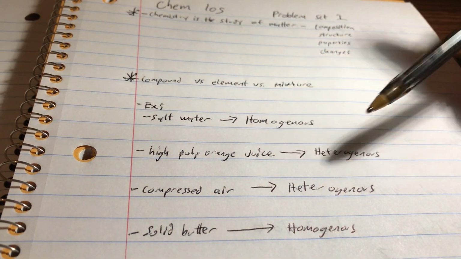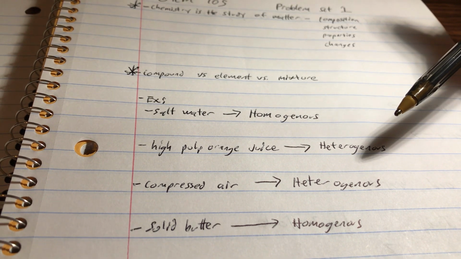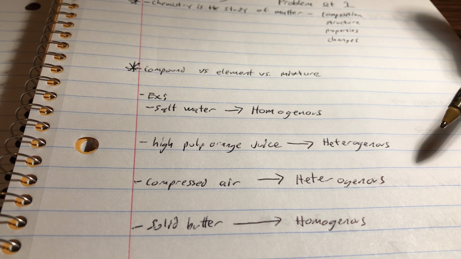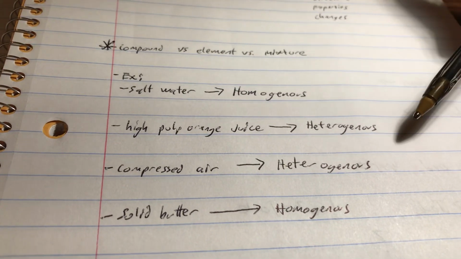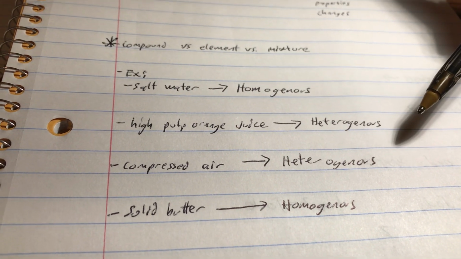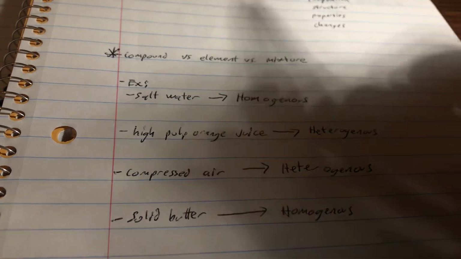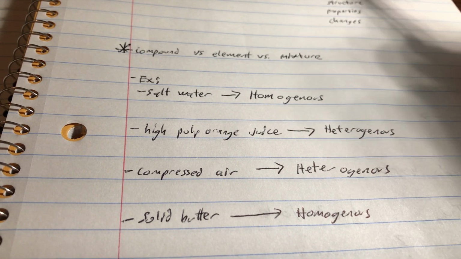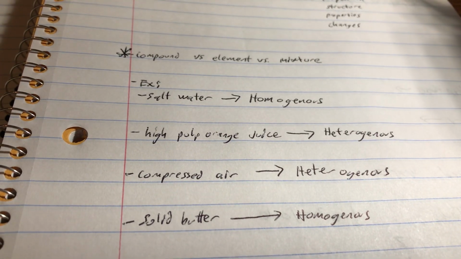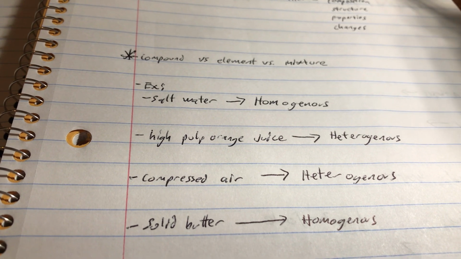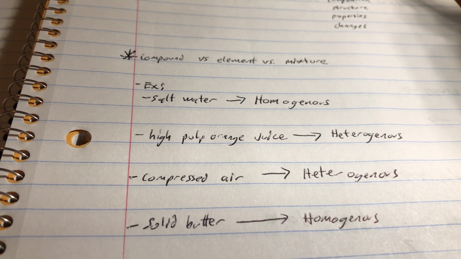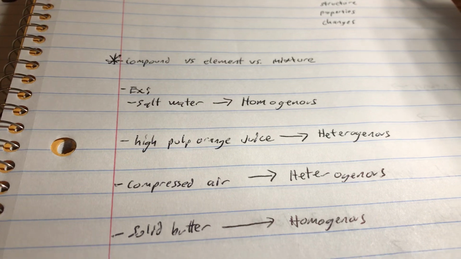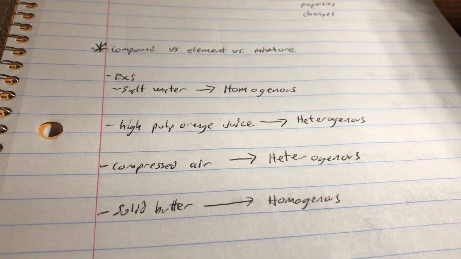A surprising one was compressed air, like in a scuba tank. We all thought it was an element, but it turned out to be a heterogeneous mixture, at least for my group. And we learned it was because it is uniform within the tank and distributed evenly, but there are different elements and compounds in there, like nitrogen and oxygen, and maybe even some H2O or whatever. There's always H2O in the air.